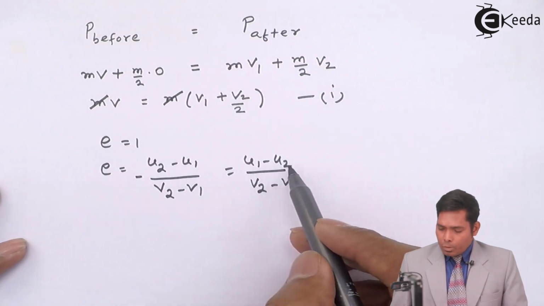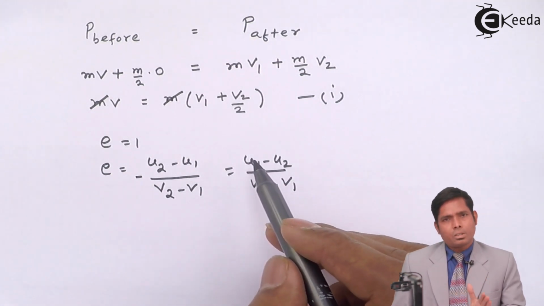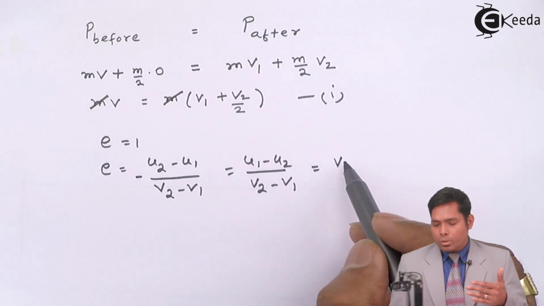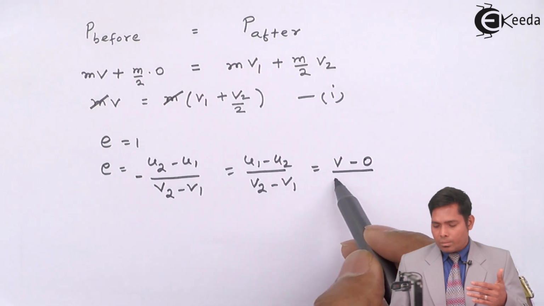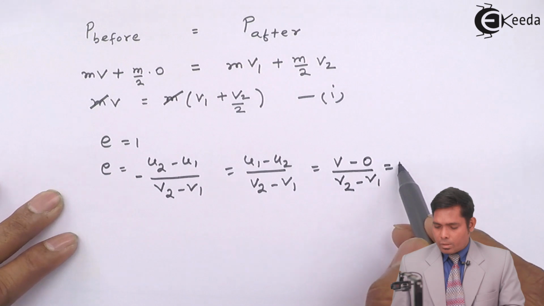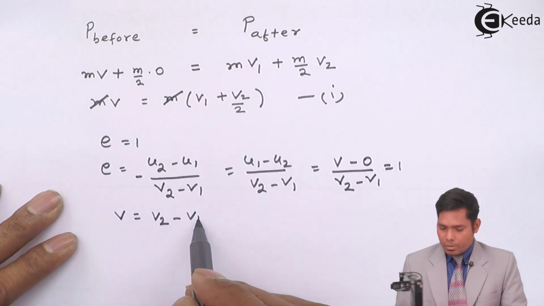If I put the values, what was u1? u1 is the initial velocity of the first object which is moving, so that is v. What is u2? It was 0. For the second object, v2 and v1 we don't know. So e equals this, and this equals 1. If I solve this, I get v equals v2 minus v1. This is equation number 2.